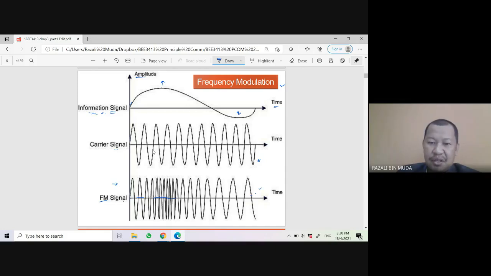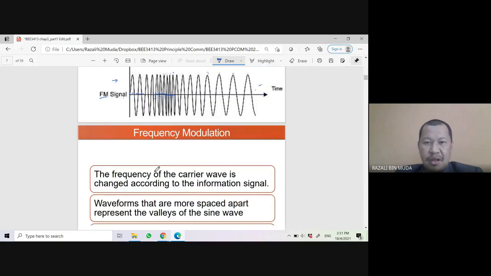You can see the typical output of an FM signal, where the frequency varies. Some parts of it have high frequency, represented by this short distance between peaks, and another part of the signal has lower frequency, represented by this further spacing of the peaks in the same signal. So you can remember, this is the baseband, this is the carrier, and this is the output of the frequency modulated signal.